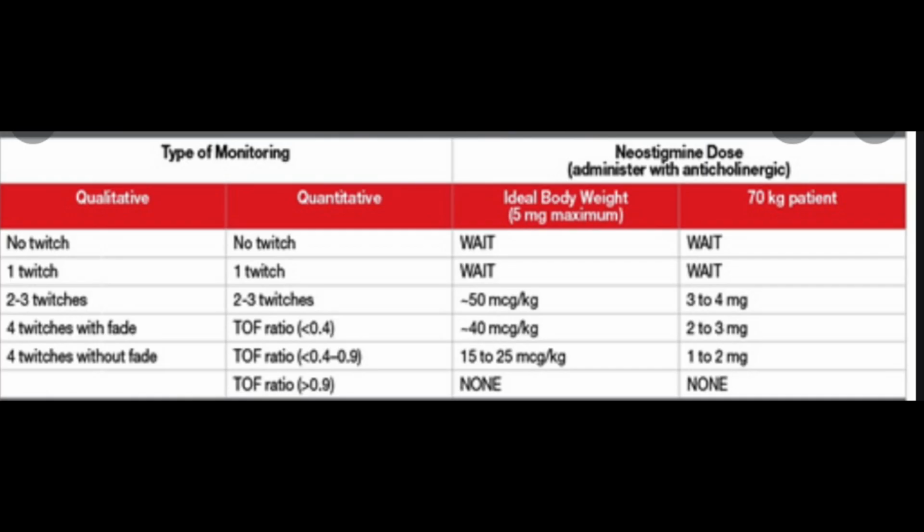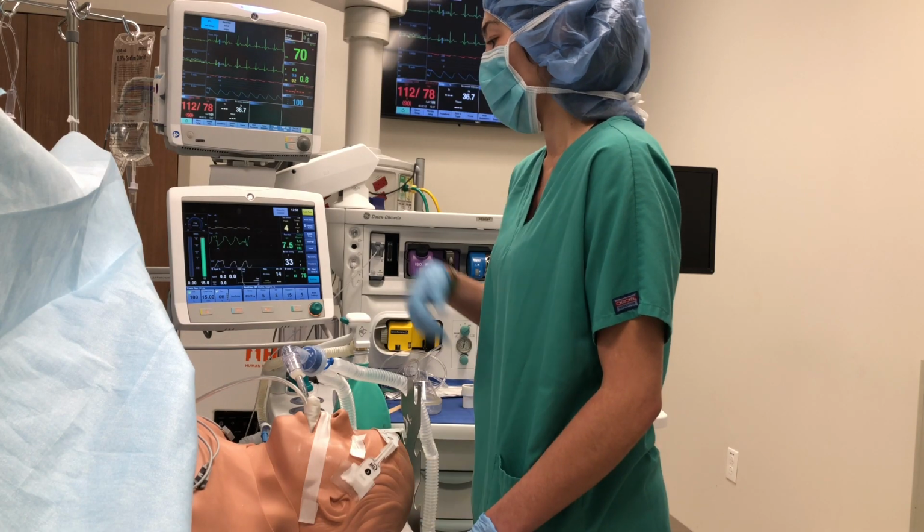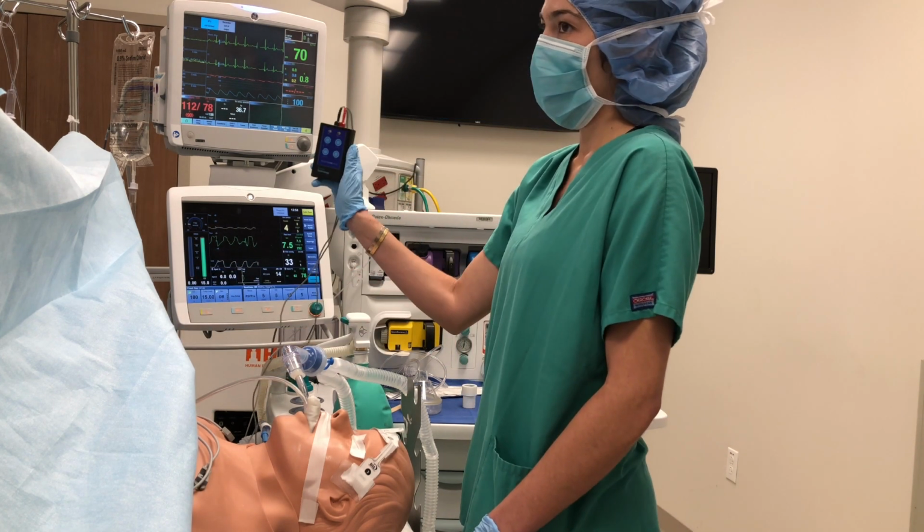Administer appropriate dose of neostigmine and glycopyrrolate for paralytic reversal based on the patient's weight and the number of twitches seen. Recheck twitches to make sure the patient has 4 of 4 twitches.